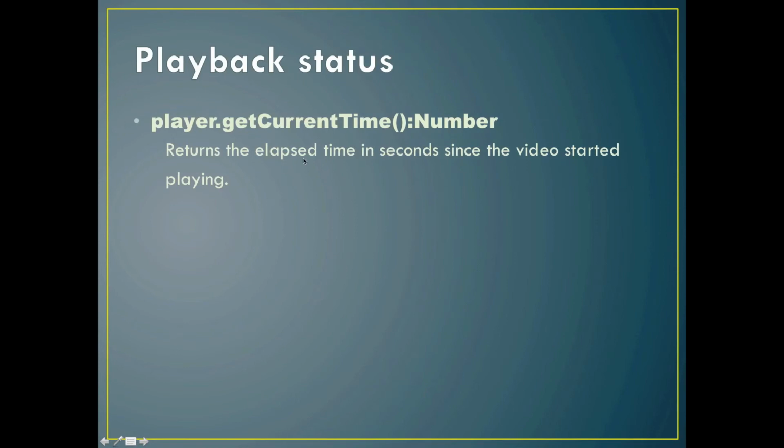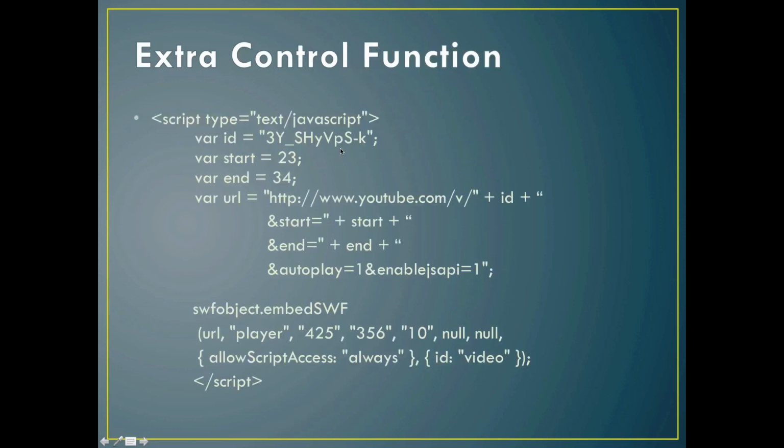The playback status: the player's getCurrentTime. That means you can get the current time of the playing video. You want to get the time so that you can control the video, because you should know where the player is playing, and then the player will return the elapsed time in seconds since the video started playing. So the current time is very important if you want to control your YouTube player. You need to know what the current time is.